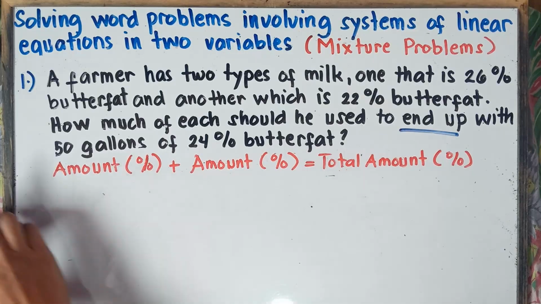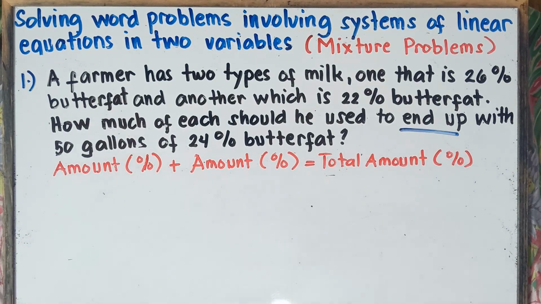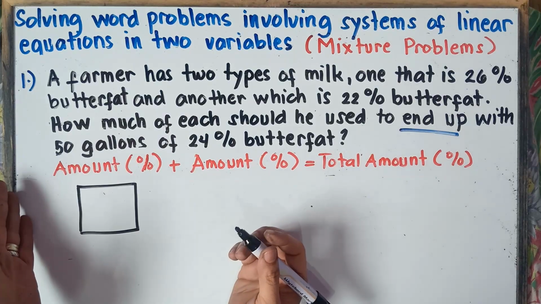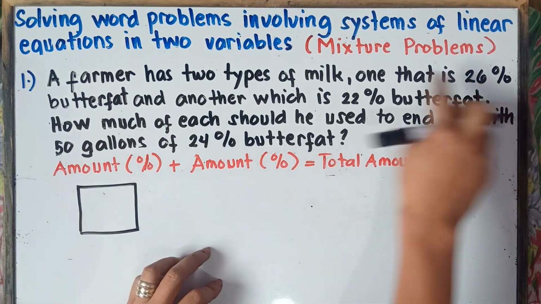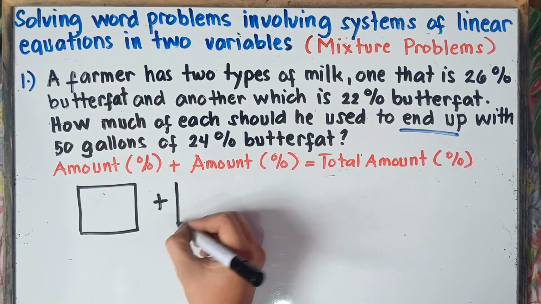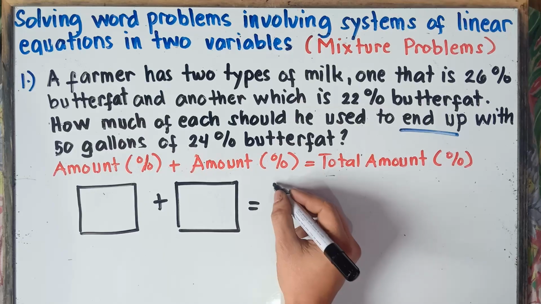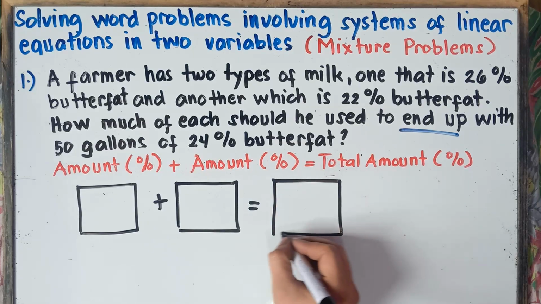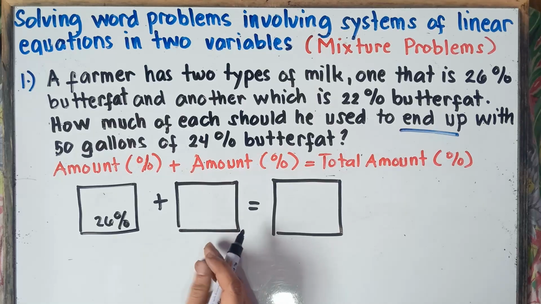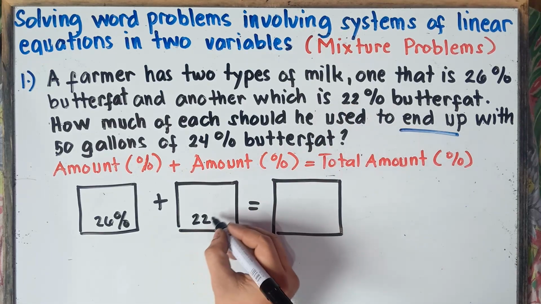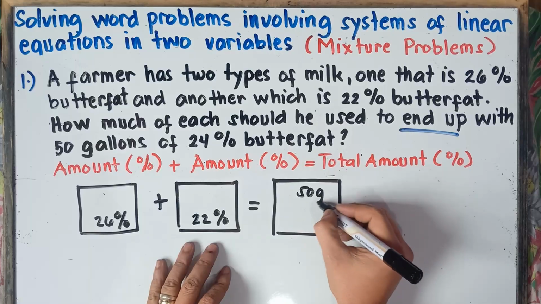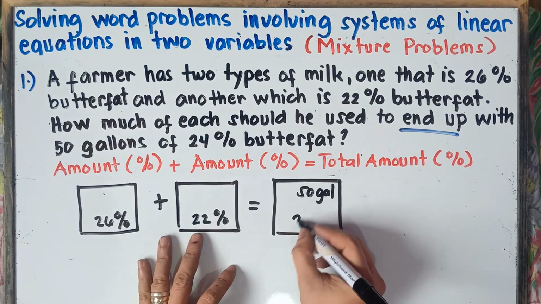So to answer this one, it is very easy if you have your illustration. We can have our box. You can actually let X be the number of gallons for 26% butterfat, but for me it will take time, so let's have 2 boxes for us to be guided. This is equal to the total amount. On the first statement, we have the given percent 26%, and then we have 22%. Then for how much of each should he use to end up with 50 gallons, we have the amount, 50 gallons, and then 24%.